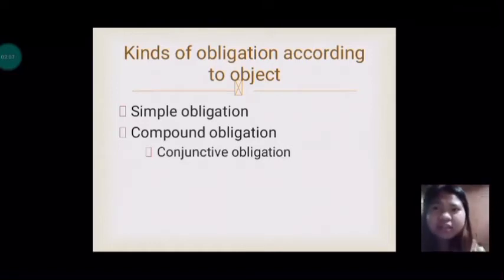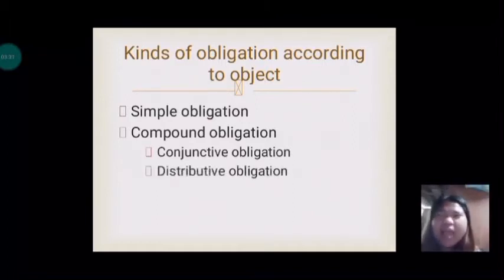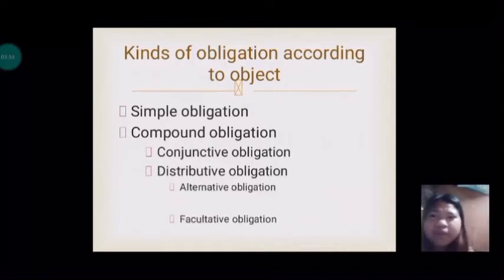which is conjunctive obligation. It is where there are several prestations and all of them are due. So kanang daghan siya og prestations and then tanan sila ihatag sa debtor sa creditor. And then ang next is distributive obligation. Distributive obligation is two or more prestations and tanan pud siya due, tanan pud siya ihatag nimo. And then, there is a distributive obligation, kaya na po siya duha, alternative o facultative obligation.